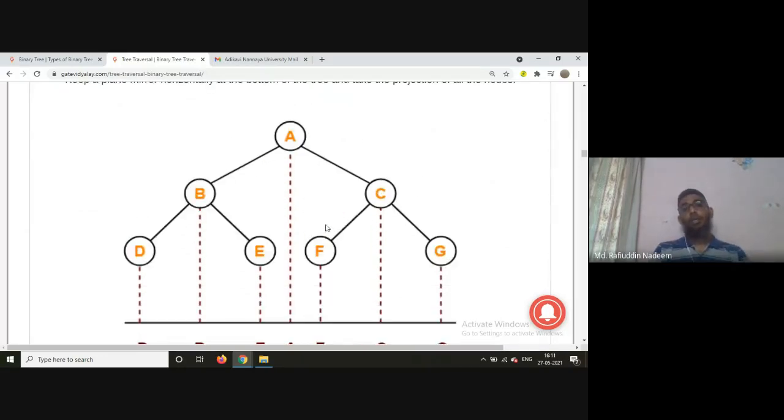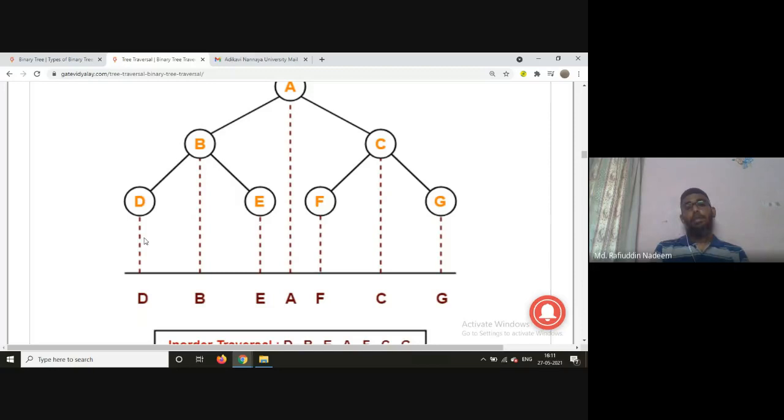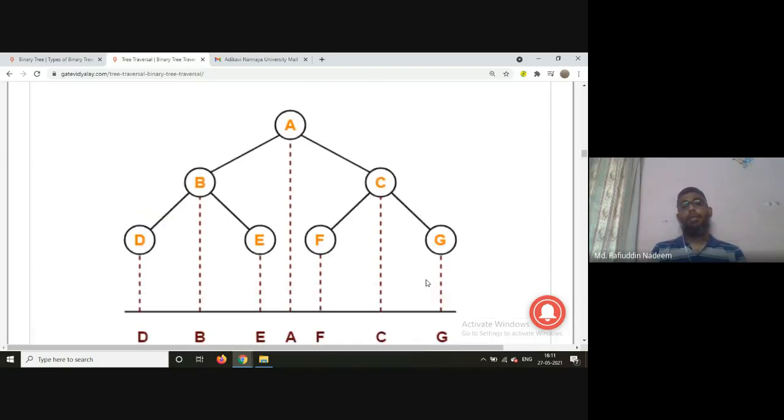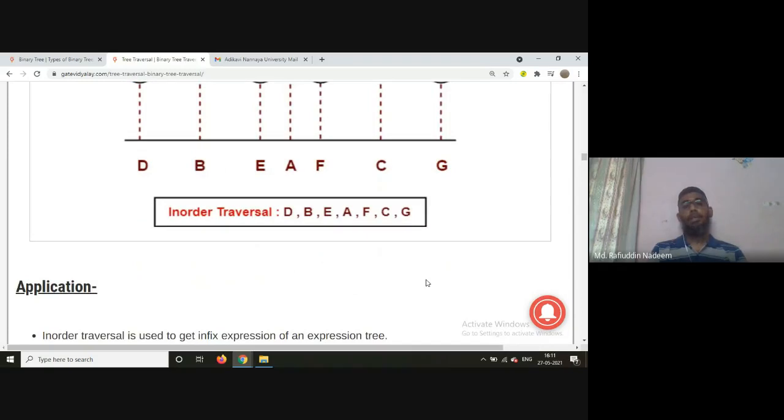So here again the shortcut is given. See here. To draw the lines: first D, then B, then E, then A, F, C, and G. This is the easy way to construct the in-order traversal.